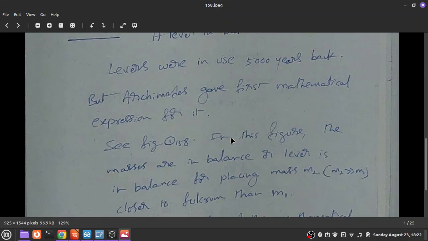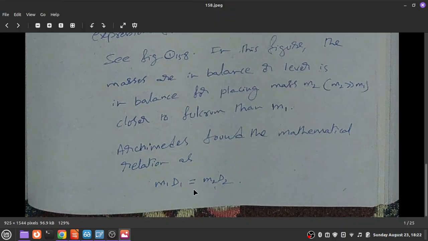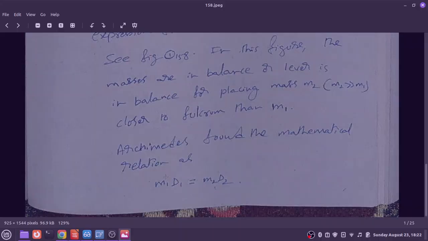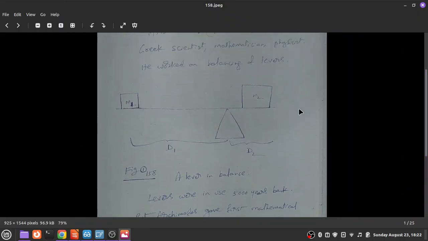Archimedes was just around 200 BC, but we are talking about 3000 BC. 5000 years back means 3000 BC. Finally, Archimedes concluded this equation: m1 d1 is equal to m2 d2. I will show you this: m1 d1 is equal to m2 d2.